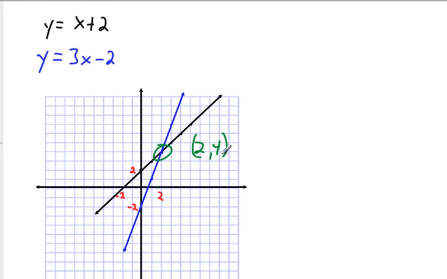And if we were to plug in 2 and 4 for each equation, we would get 2 plus 2 equals 4. And for this equation, 2 times 3, 6, minus 2 equals 4. So notice, any point of intersection on the graph will also be a solution to both equations. If you pick any other ordered pair on this whole coordinate grid, it will not work for both of these equations. Okay, it might work for one of them, but it won't work for both. This is the only point on the grid that works for both equations, and therefore we call that a solution to this system of equations. Okay, let's try another example.